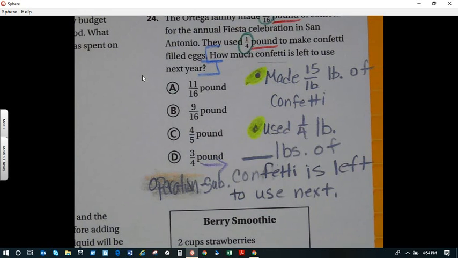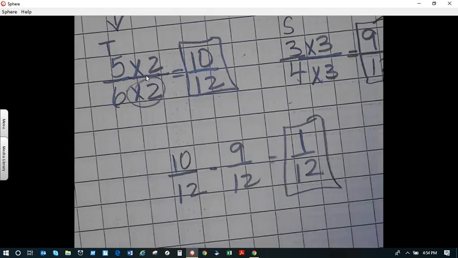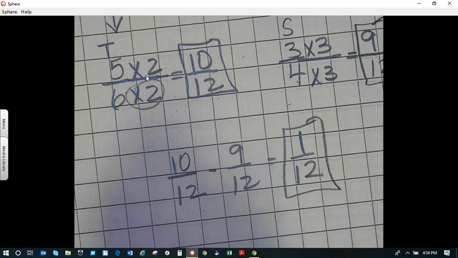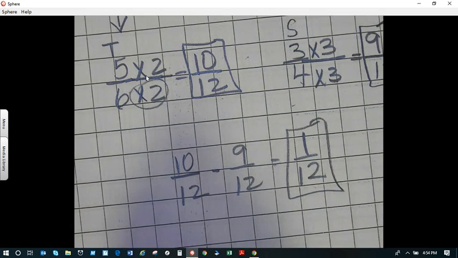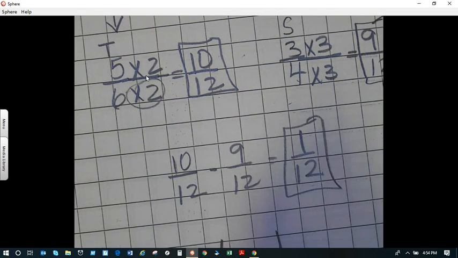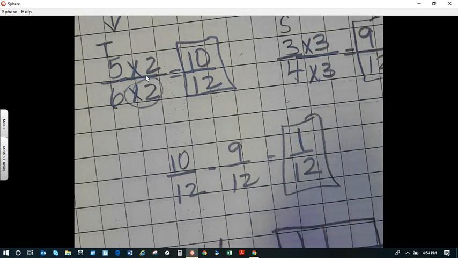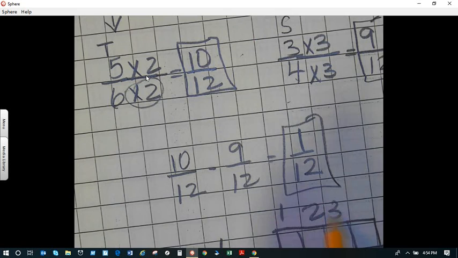So if I'm taking away, because if I have a bulk of something and I've only used a part of it, then I'm going to be subtracting. So I have 15/16 minus 1/4. I'm going to circle my denominators. I'm going to make my box. Label my boxes. Put my denominators in.